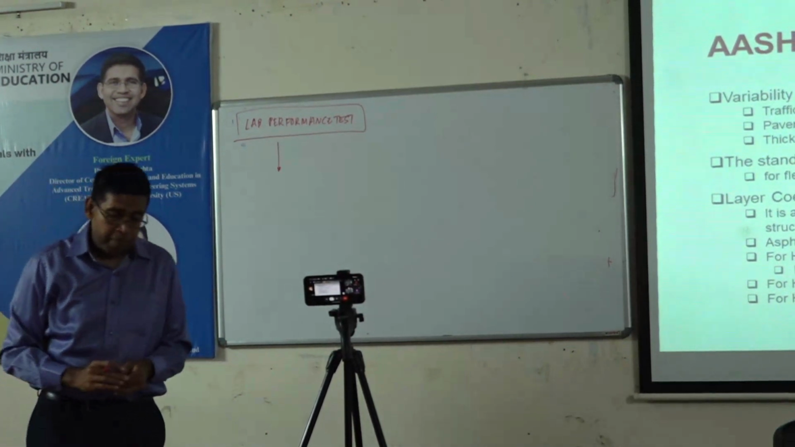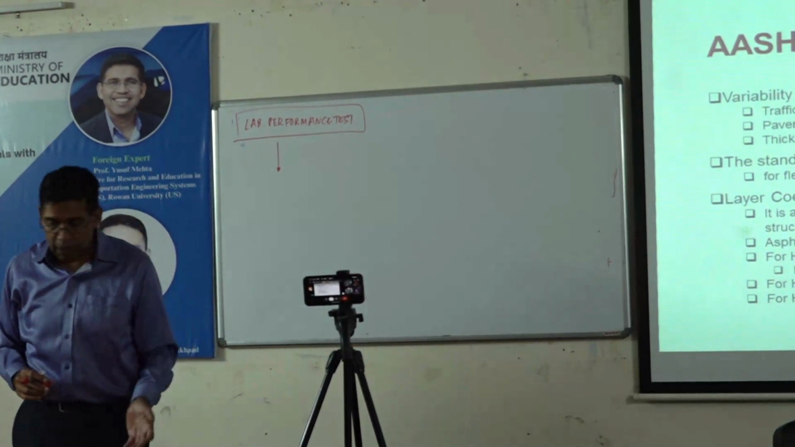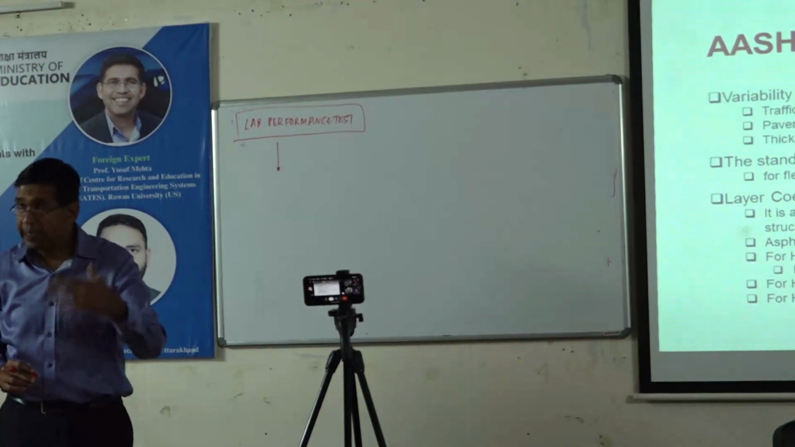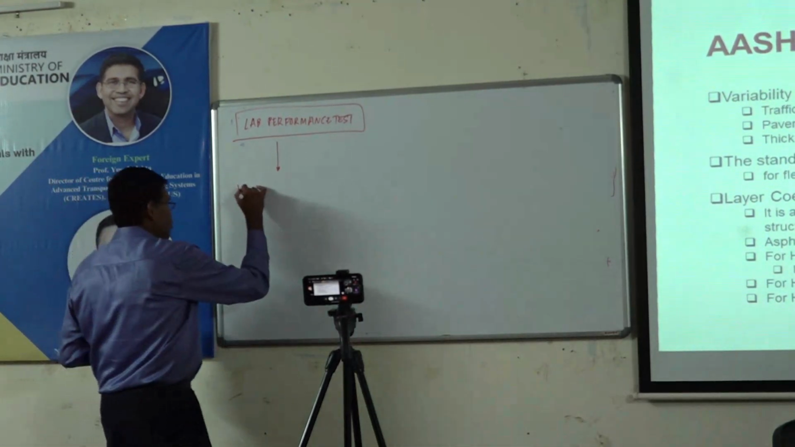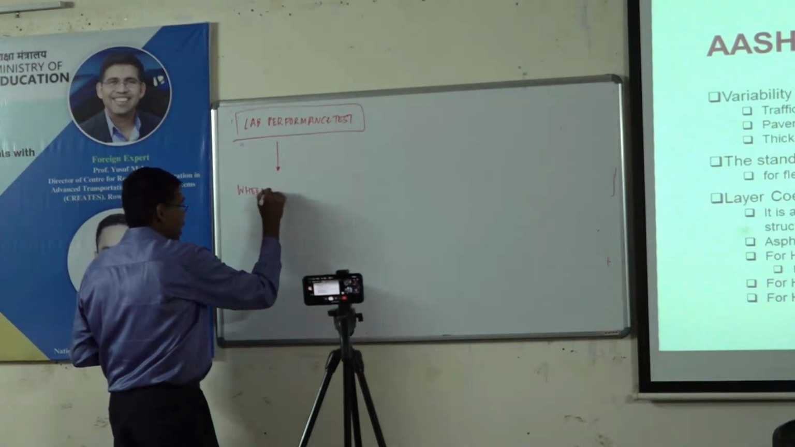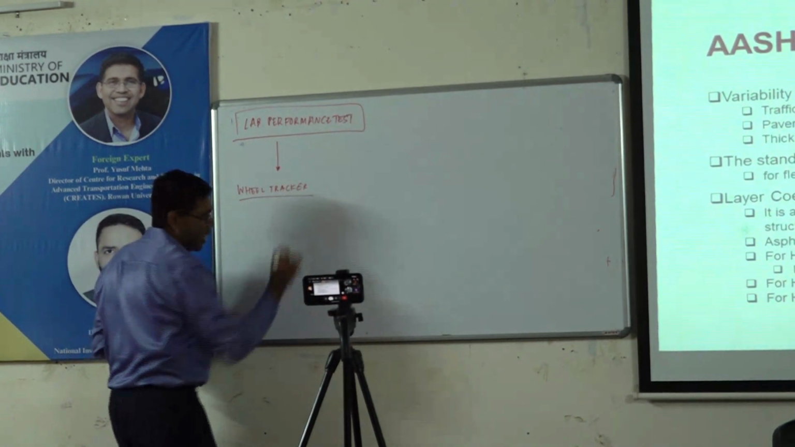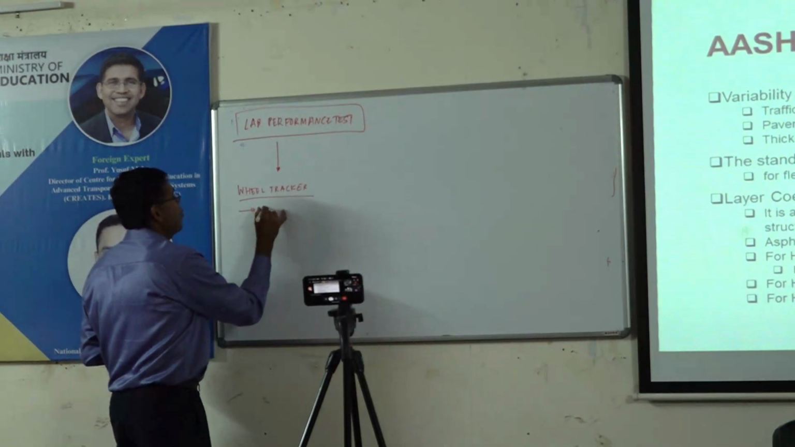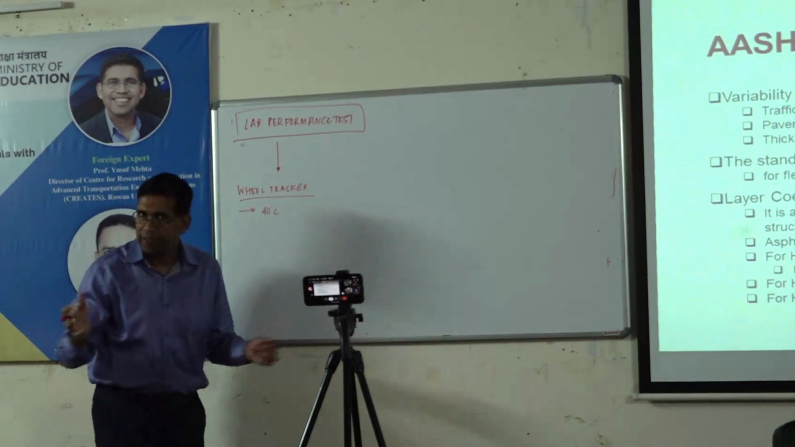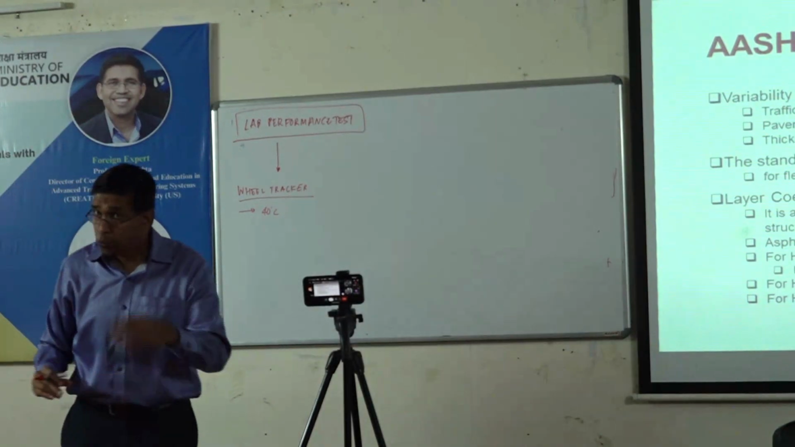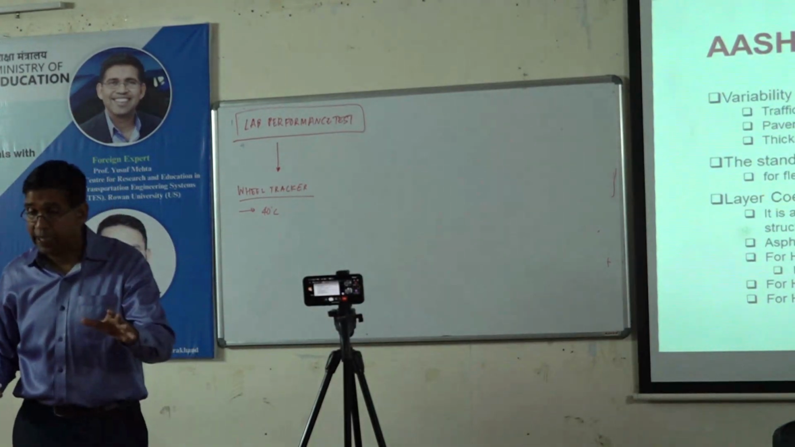So let's say a lab performance test, this one looks at the wheel tracker. So the wheel tracker test, and now I want to test this. I can't remember what temperature you guys test this at. I will just give a number, 40 Celsius. Let's say you tested at 40 Celsius. Fair enough? So it's a wheel tracker test. I do that at 40 Celsius.